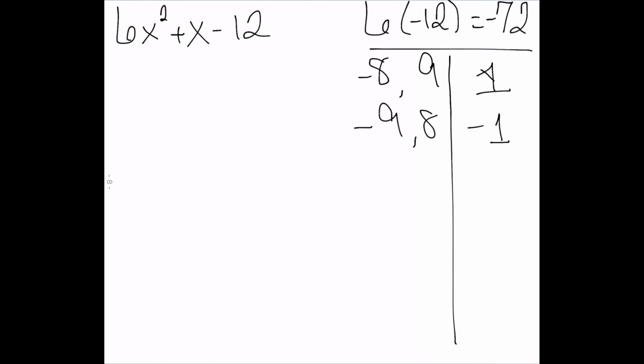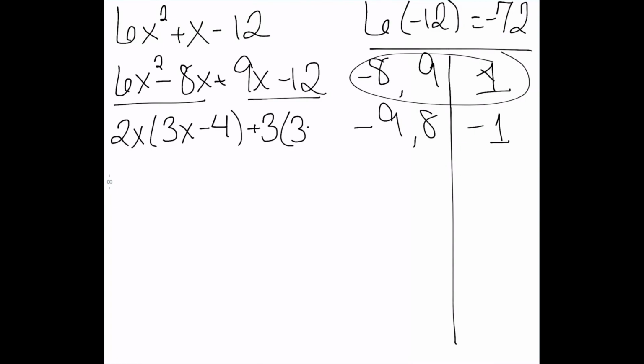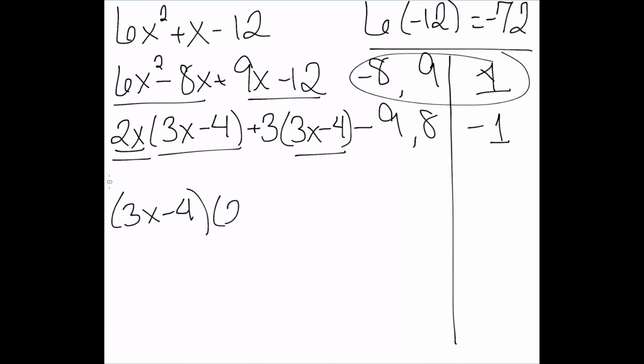However, I need this to be a positive 1, so 6x squared minus 8x plus 9x minus 12. These first two have a 2x in common, and I'm left with 3x minus 4. The next two have a 3 in common, and I'm left with 3x minus 4. Now they both have the 3x minus 4 in common. I'm left with 2x plus 3.